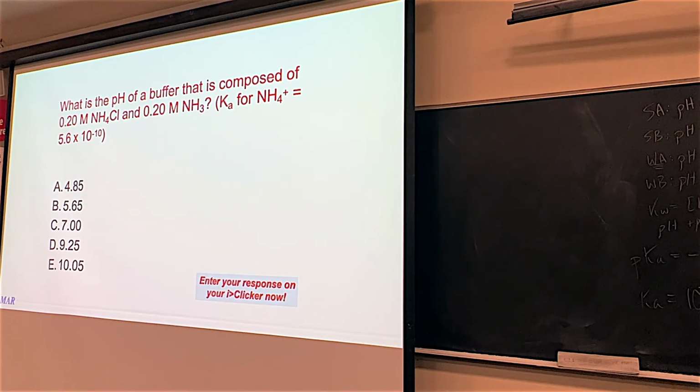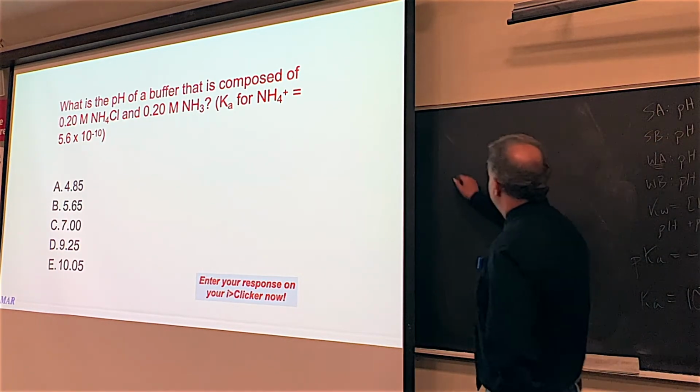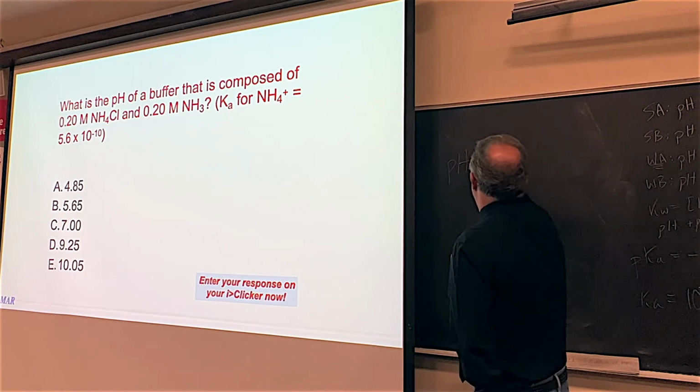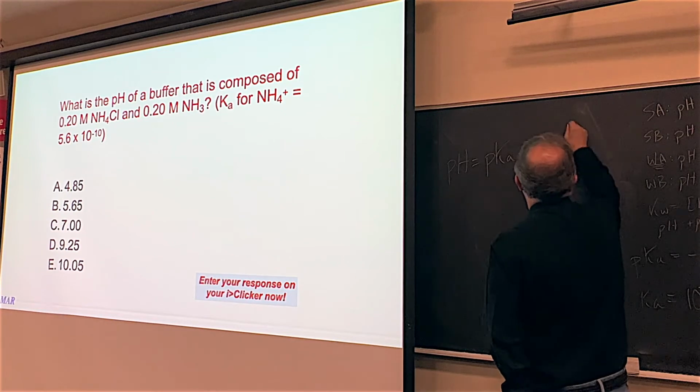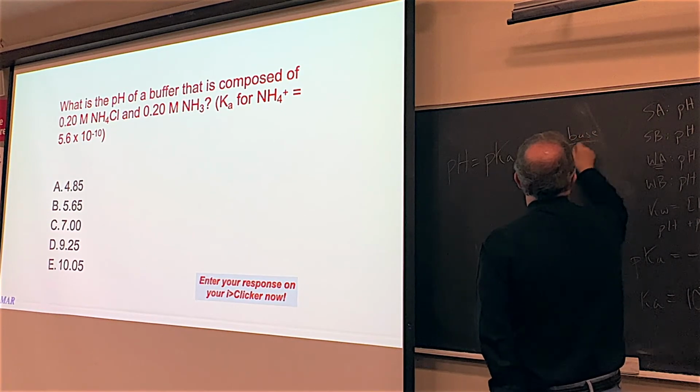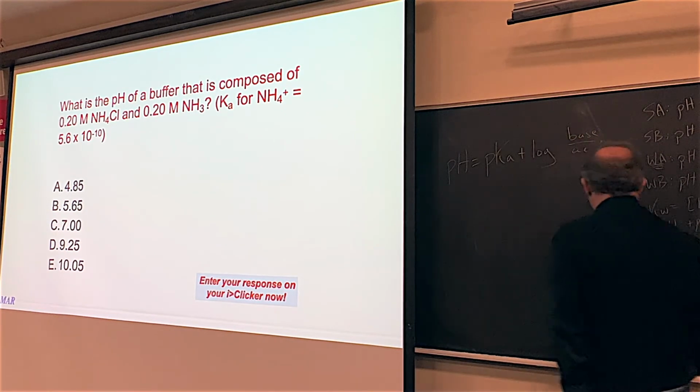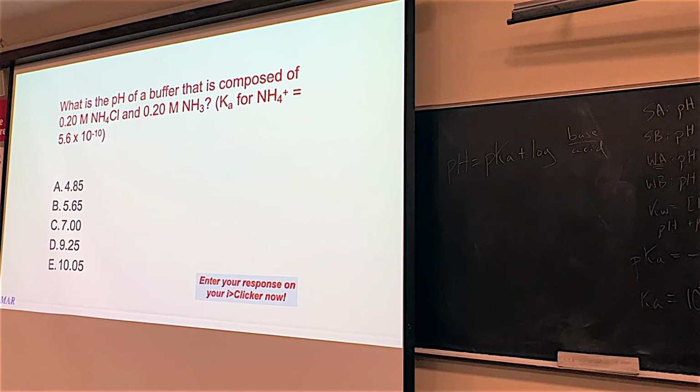And Ka is given for the acid. Now there are several ways to do this, but like I said in lecture, pH equals pKa plus log base over acid is absolutely the way to go. This is the Henderson-Hasselbalch equation. And Henderson-Hasselbalch just rocks for buffers. I totally discourage you from thinking about any other way. You can do it other ways, but I certainly recommend doing it this way.